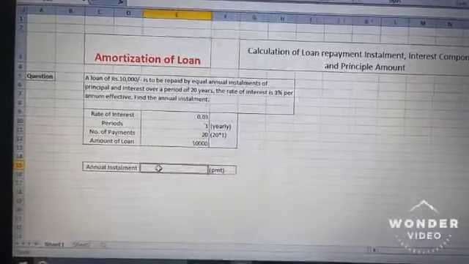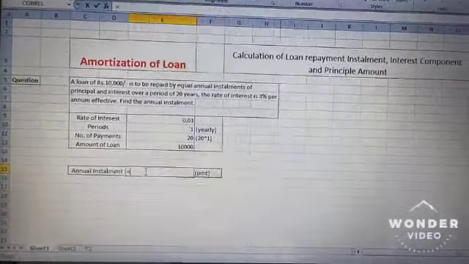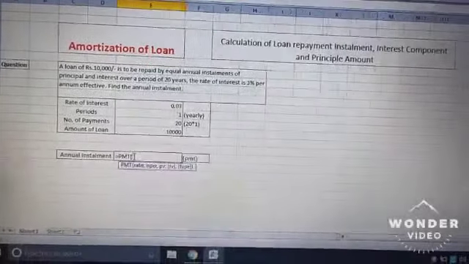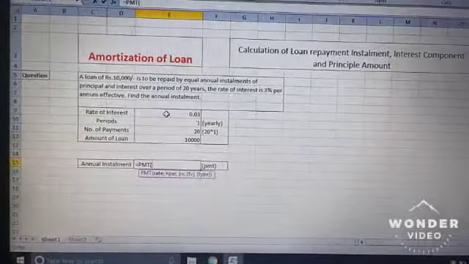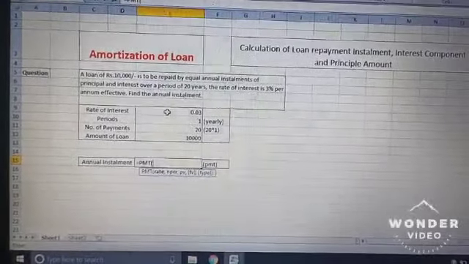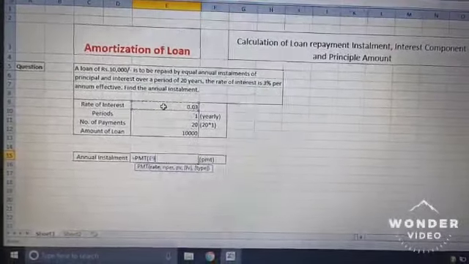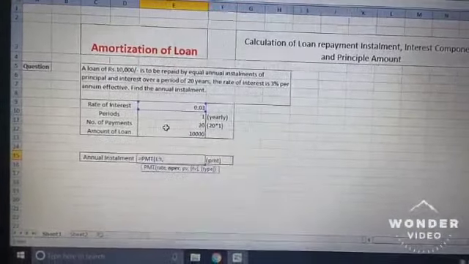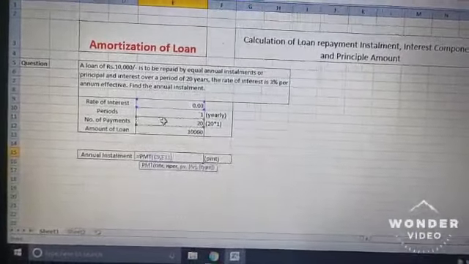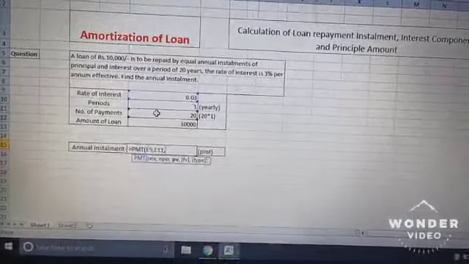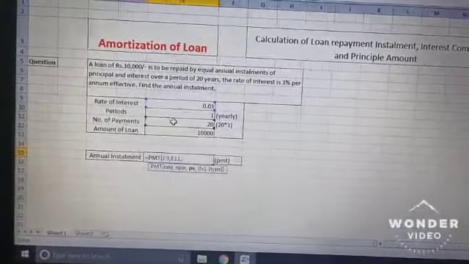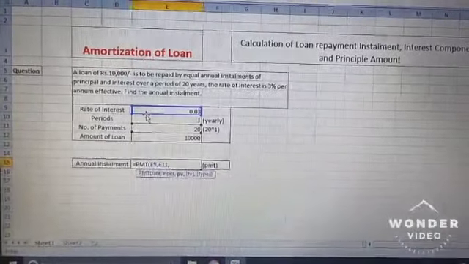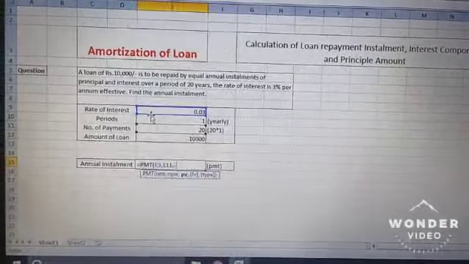So yes, we'll put the function equal to PMT, open the bracket. The first thing that we have to type is the rate, so we'll click on rate 0.03, comma, then it is n per, number of periods or number of payments. Total number of payments is 20, so we'll click on that, comma. Present value, as we don't have any future value, present value will have the symbol minus.